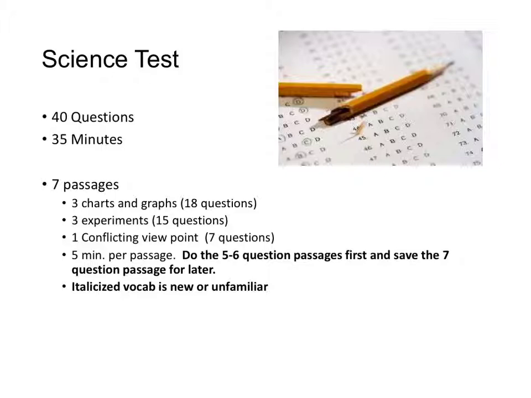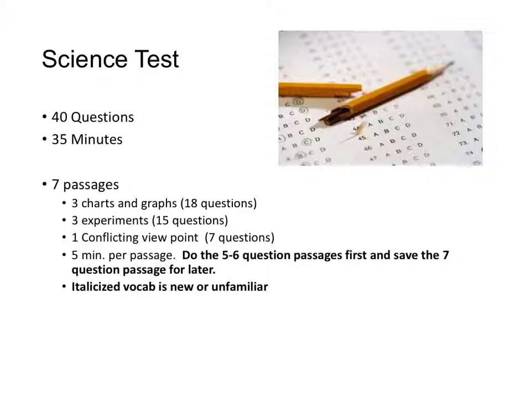There's 40 questions and 35 minutes, so you have about 1 minute per question. There are 7 passages. There are 3 charts and graphs, which make up 18 questions. There's 3 experiments that make up 15 questions. There's 1 conflicting viewpoint passage that makes up 7 questions. You get about 5 minutes per passage. You do the 5 to 6 question passages first, and you save the 7 question passage for later.